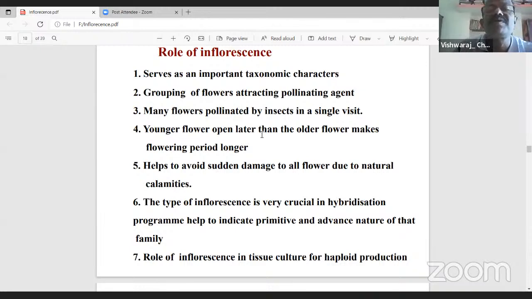Younger flowers open later than the older flowers, making the flowering period longer. In which type of inflorescence does this occur? Younger flowers open later. Anybody tell me?